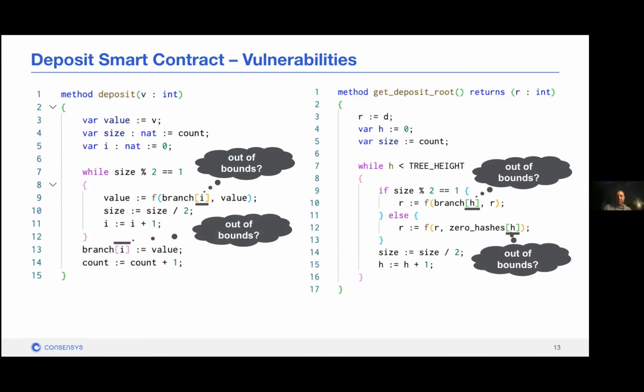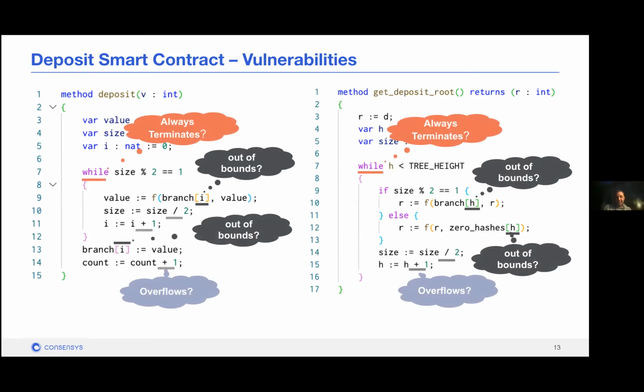So you would like to prove that it's impossible to have a runtime error, which is an array out of bounds. So can we prove that every time we access an index in the arrays, it's a valid access to a value? There are also arithmetic computations in the methods of the contract. So you'd like to prove as well that there's no overflows or underflows. There are loops in the contract as well, so we would like also to prove that the loops terminate.